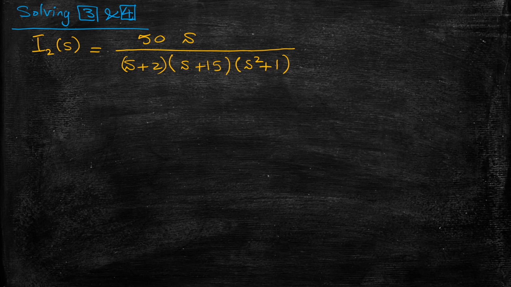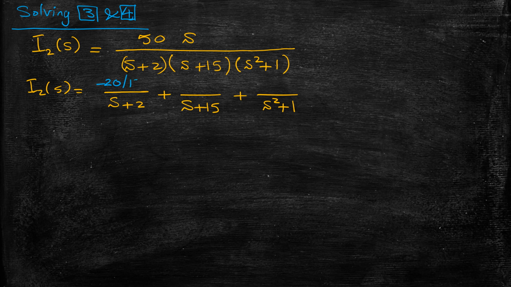Again, we need to do this new factorization here. We'll do this partial fraction. So this I2 of S will be some numerator over S plus 2, another numerator over S plus 15, and another numerator over S squared plus 1. Substituting with these partial fractions, we can have these values for A, B, C. So this will end up with some constants here. You can check after me.